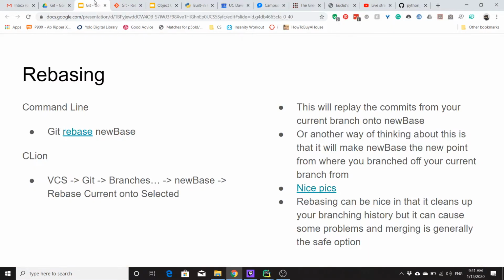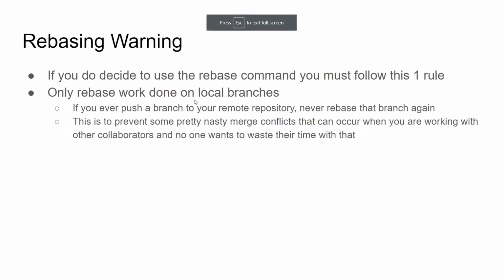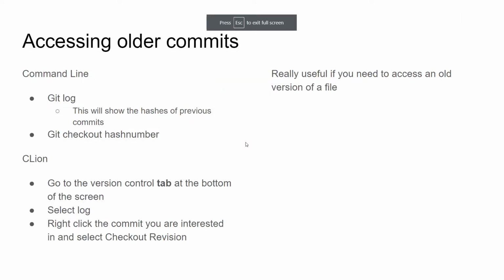Some other things. Again, we already talked about when you can rebase. If you want to access older commits, you can do git log. This will show you the hashes of previous commits. And you can say git checkout that hash number.